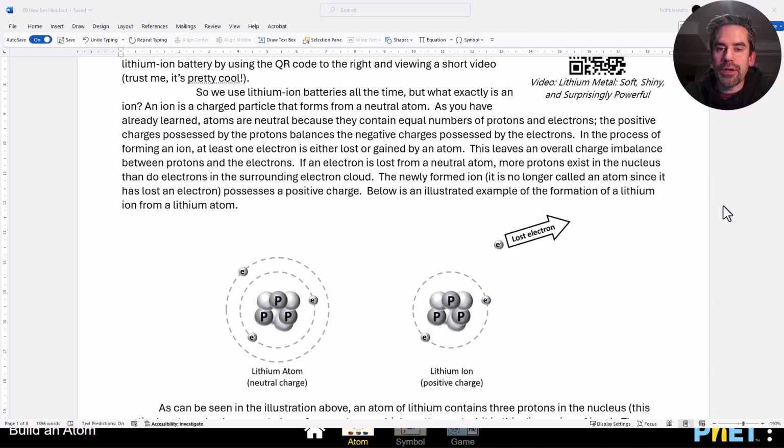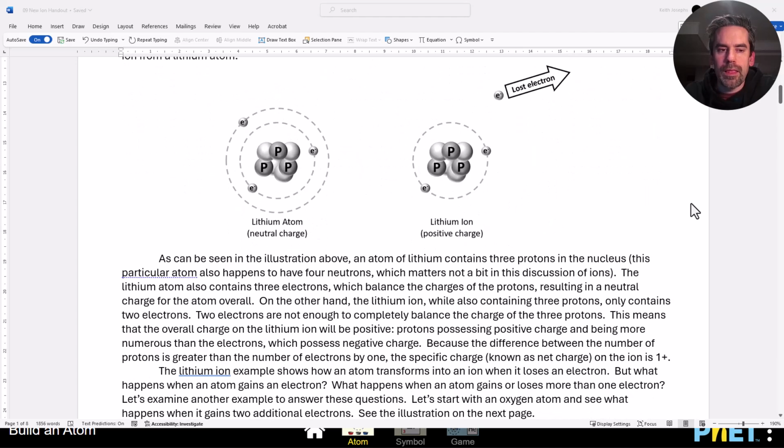Below is an illustrated example of the formation of a lithium ion from a lithium atom. As can be seen in the illustration above, an atom of lithium contains 3 protons in the nucleus. This particular atom also happens to have 4 neutrons, which matters not a bit in this discussion of ions. The lithium atom also contains 3 electrons, which balances the charges of the protons, resulting in a neutral charge for the atom overall. So let's take a look at an example.